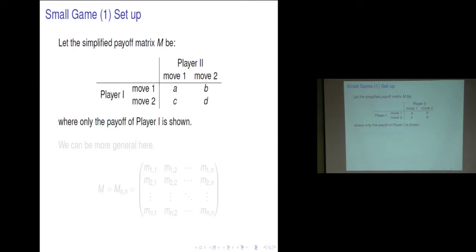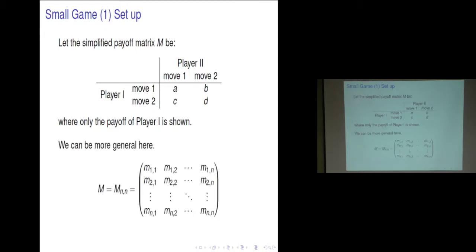Here the payoffs are for player one. Actually, we can be more general. This is a 2x2 matrix with A, B, C, D, but you can have different dimensions. You can consider a two-player game with n strategies, so player one has n strategies and player two has n strategies. This is the simplified payoff for player one.